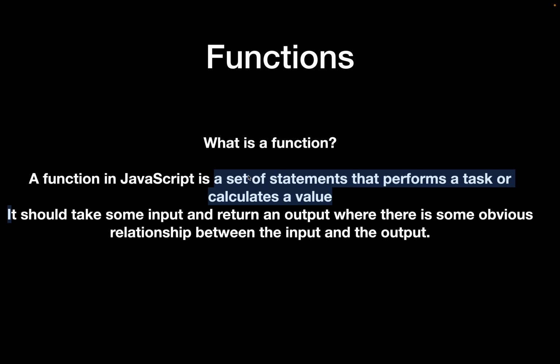Let's try to break it down. A function is a set of statements that perform a task or calculate a value. Basically, a function is an independent set of code that does something specific. This is very vague. Let me rephrase it. A function is a bunch of lines of code that do some logic, like 3 lines of code, 5 lines of code, but there is something specific about them. It should take some input and return some output.